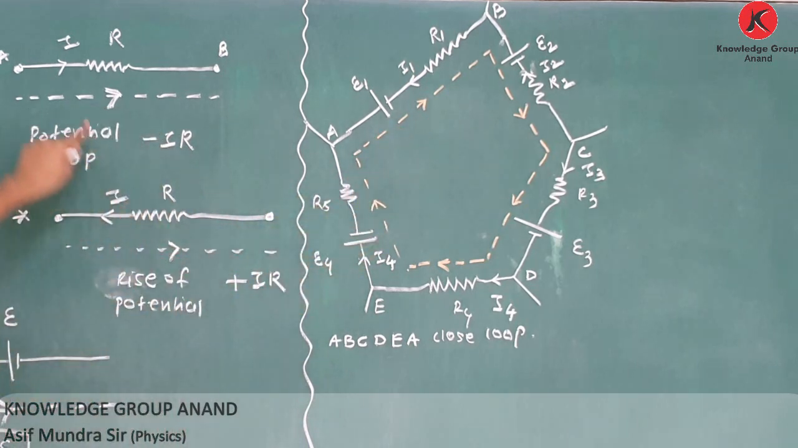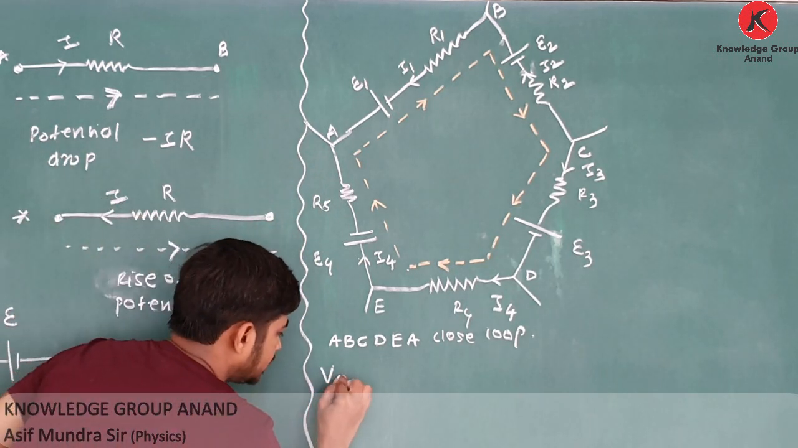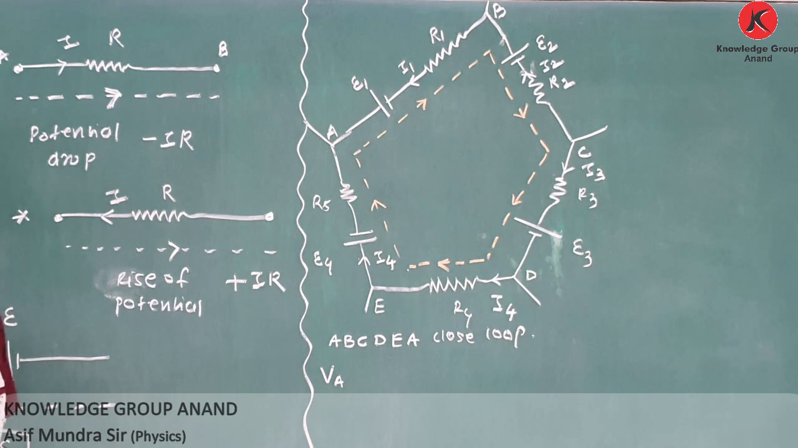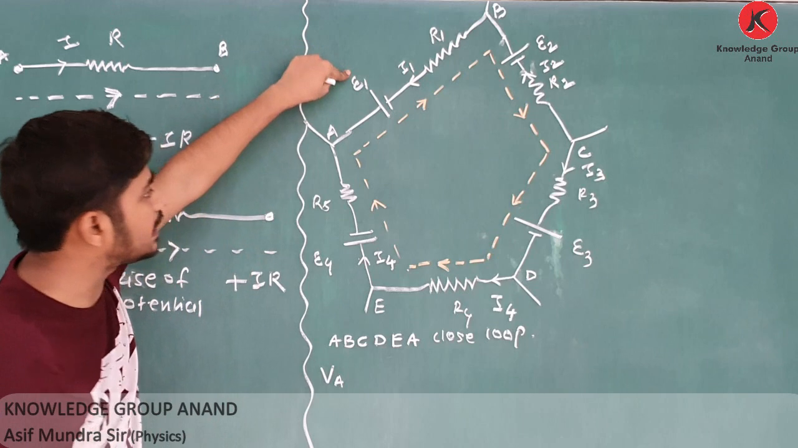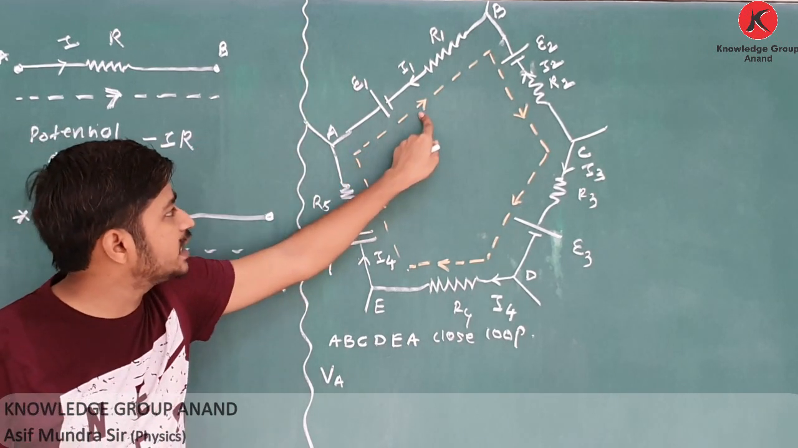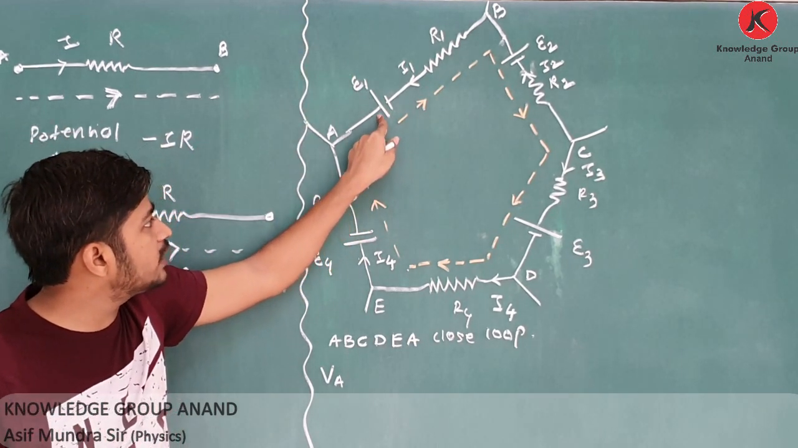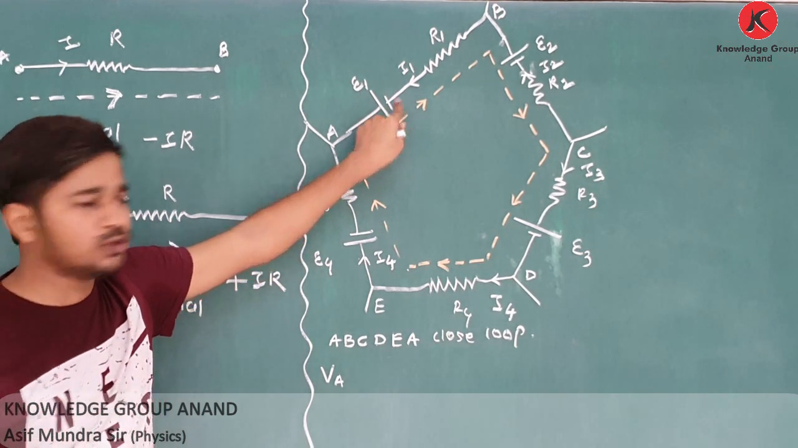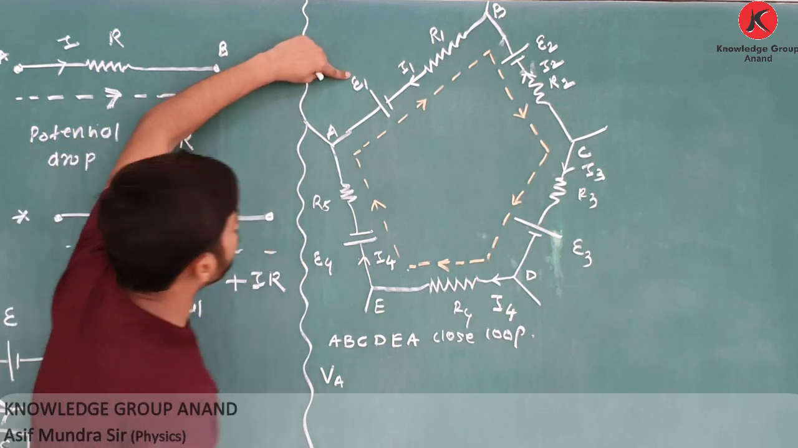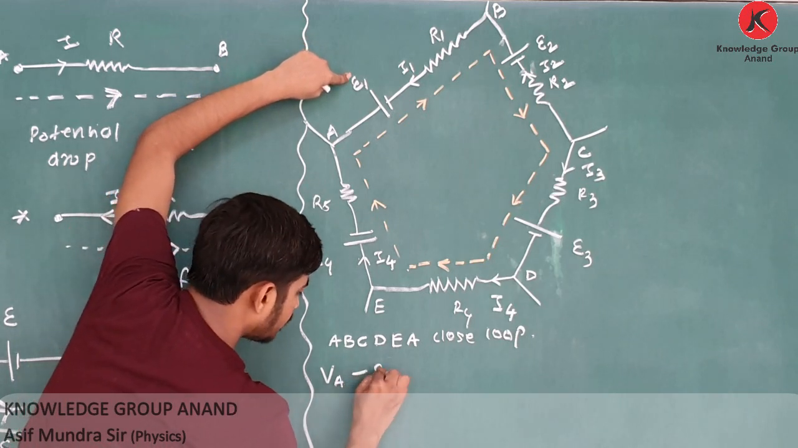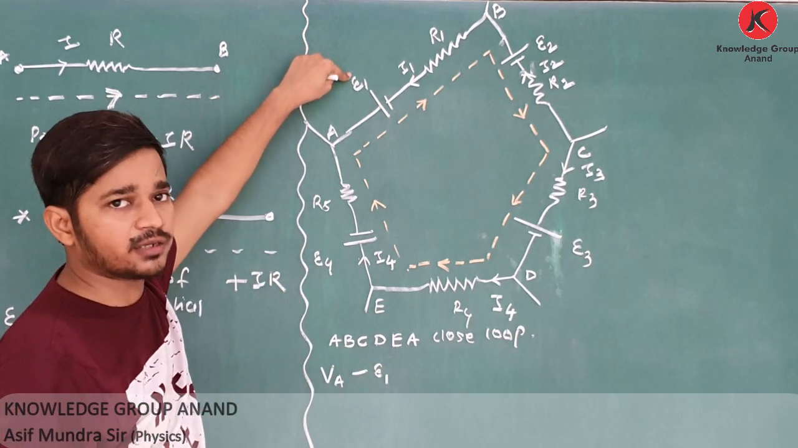So it is our path. Clear about this? Now we are starting from point A. So first of all you have to write it like this. It is VA. Now move from point A. First of all, it is a cell. Yes, we are moving in this direction, so from the positive terminal of the cell to the negative terminal of the cell. And we know that when we move from positive terminal to negative terminal, EMF we have to consider negative. What is its EMF? E1. So I have to write here minus E1. Clear about this?